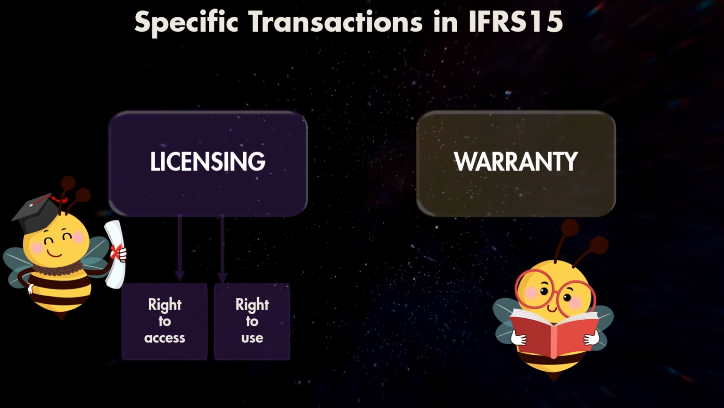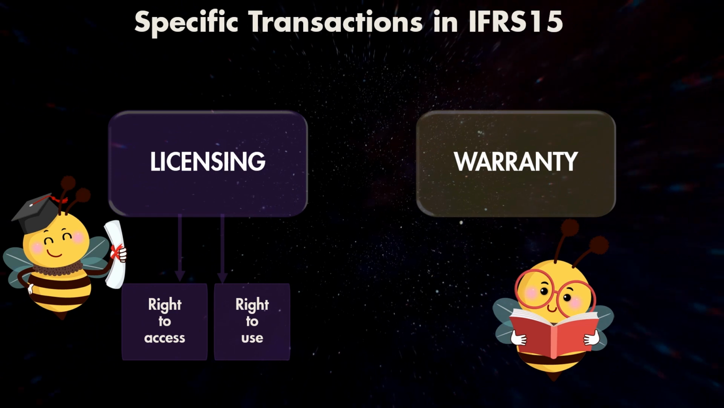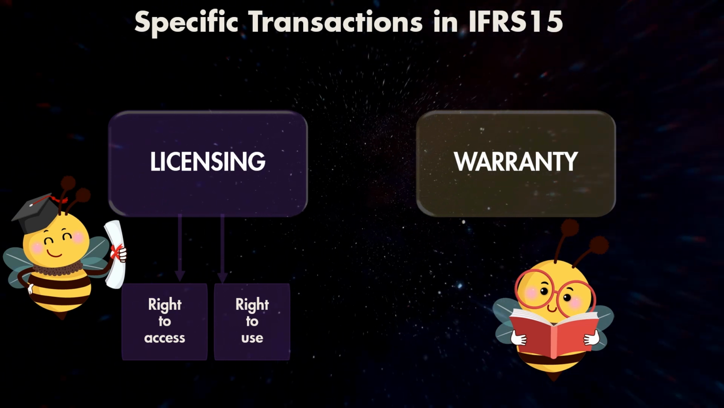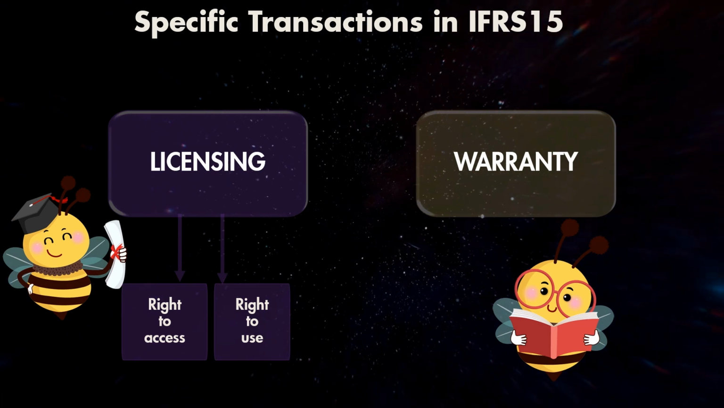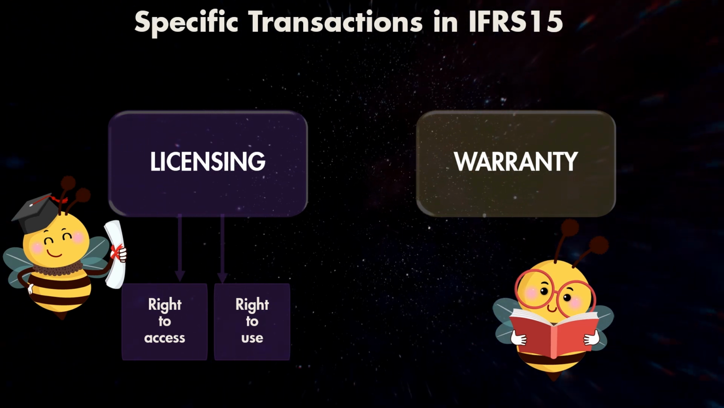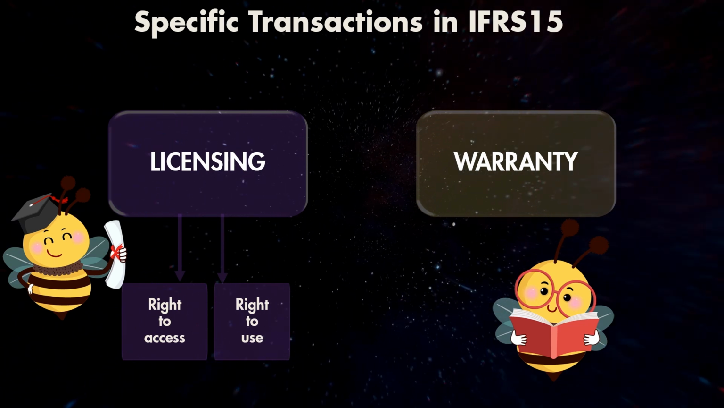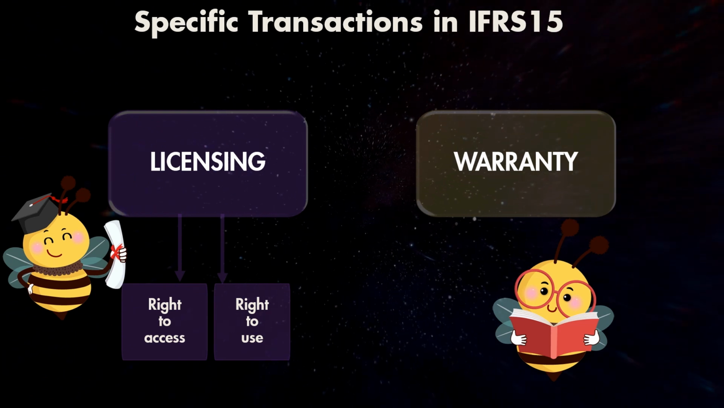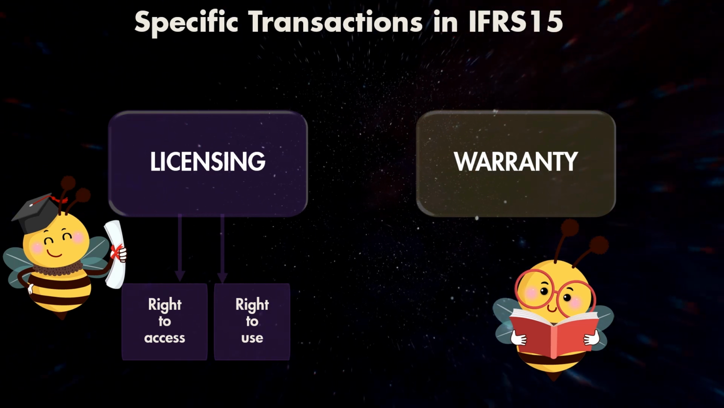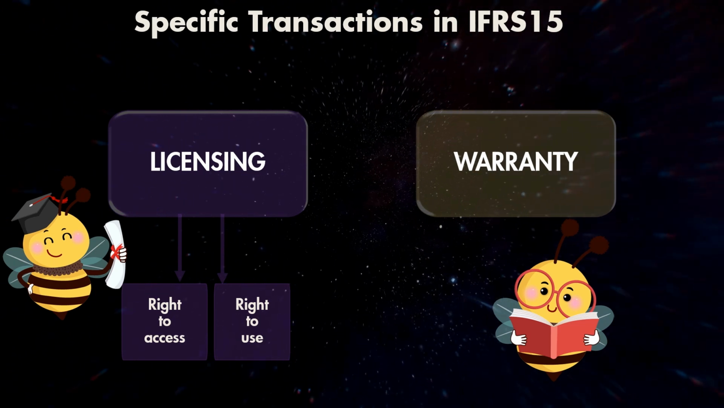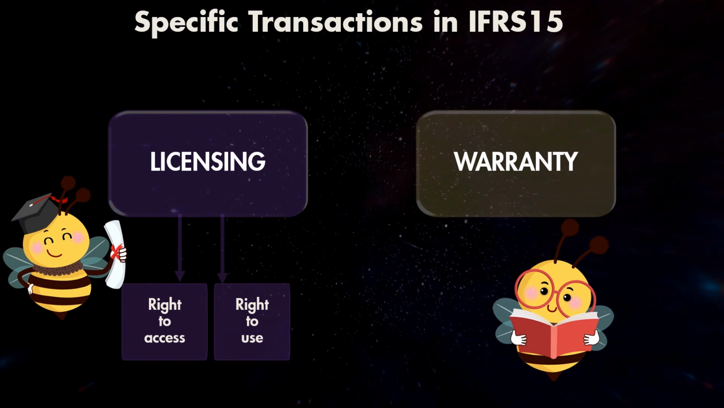A license establishes a customer's right to the intellectual property of an entity. If a license is determined to be distinct, account for it as a separate performance obligation. If the license is not distinct, then account for it within other promised goods or services as a single performance obligation. The entities must determine the nature of the license in order to determine the revenue recognition pattern. There could be two patterns, right to access, right to use. If the license is a right to access, revenue allocated to the license is recognized over time. If the license is a right to use, revenue allocated to the license is recognized at a point in time only.